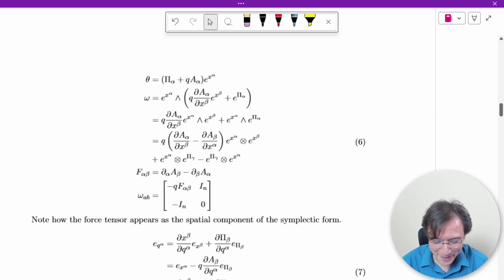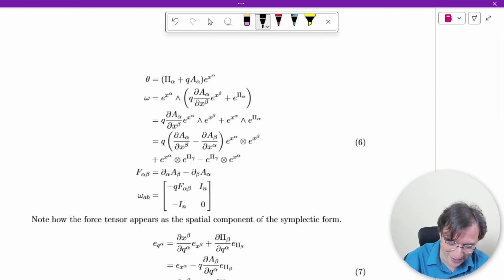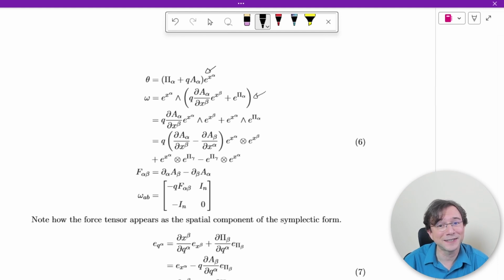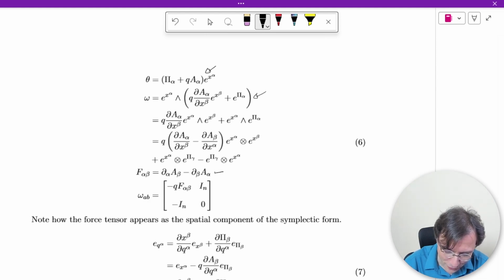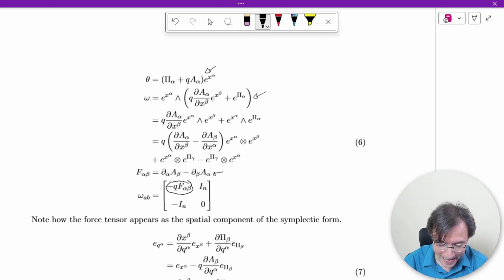Okay, so the point is that if you go through the transformation, you get the expression of the canonical form and of the symplectic form in coordinates of position and kinetic momentum, not conjugate momentum. And what you see is that if you define your electromagnetic tensor in the usual way, you find that the part of the symplectic form that has to do with space has actually the force field there.